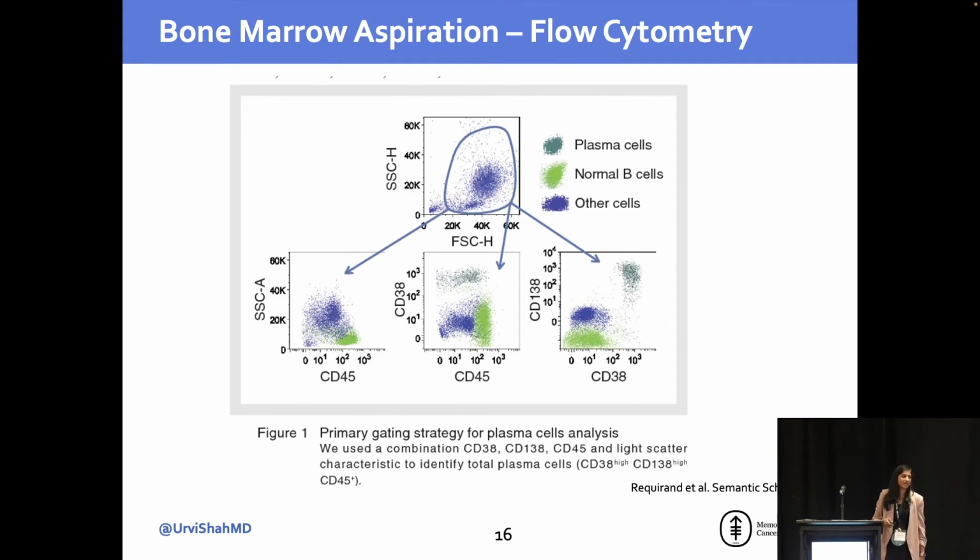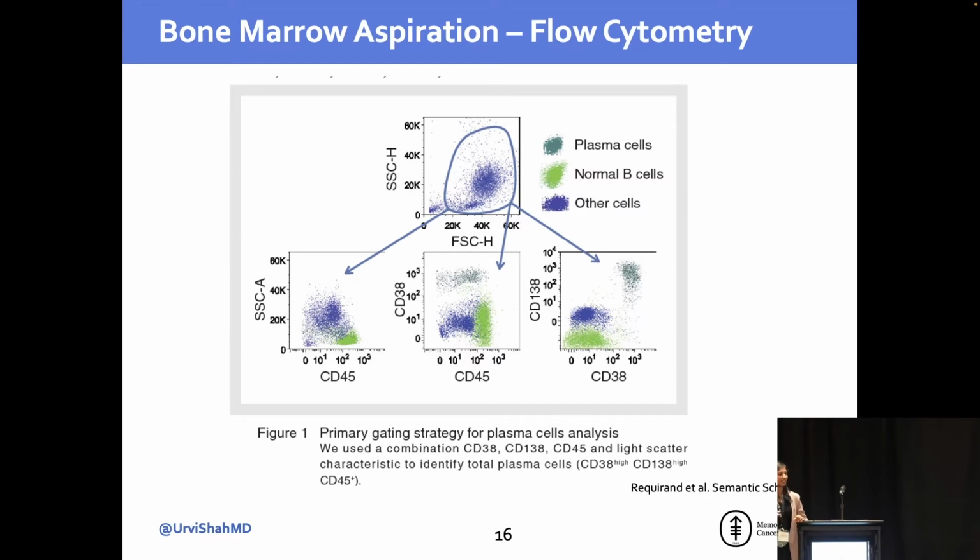So when we're thinking about bone marrow aspiration and bone marrow biopsies, where we look at immunohistochemistry or the CD138, the flow or the bone marrow aspirate is where we can look at the MRD assessment when a patient already has most of their disease under control.